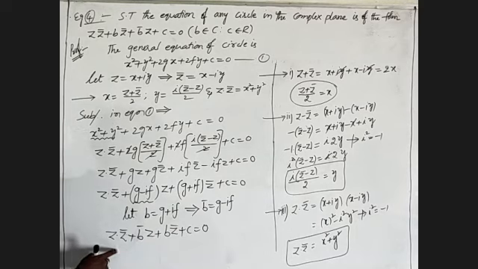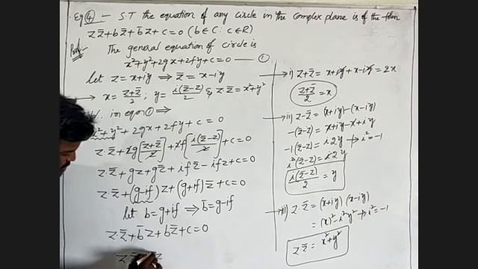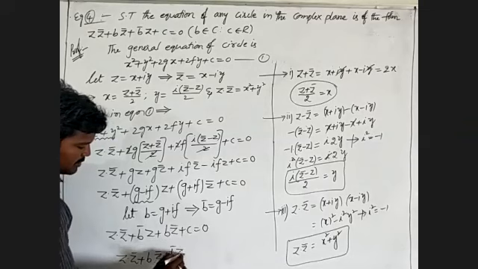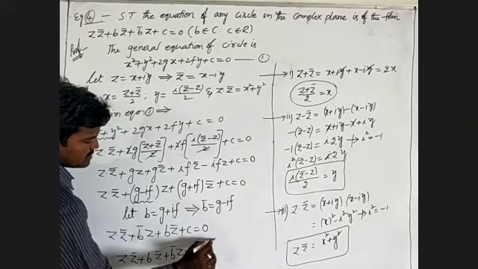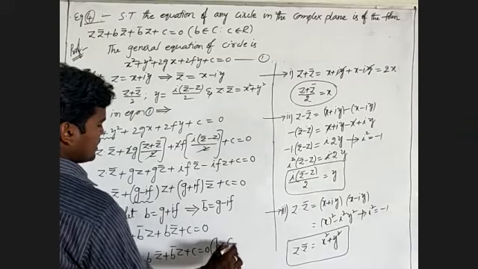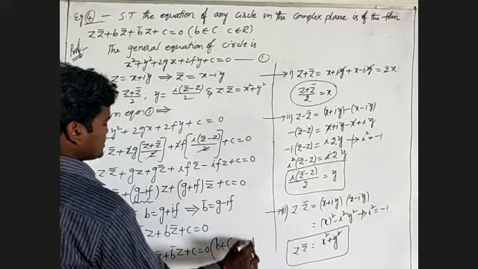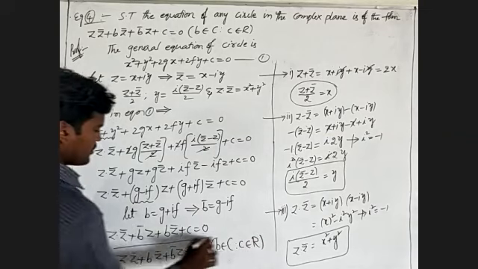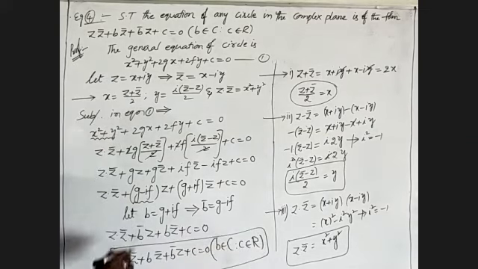z into z bar plus b bar into z plus b into z bar plus c is equal to 0. We write it as z into z bar plus b into z bar plus b bar into z plus c equals 0, where b belongs to complex numbers and c belongs to real numbers. This is the proof of the given theorem.